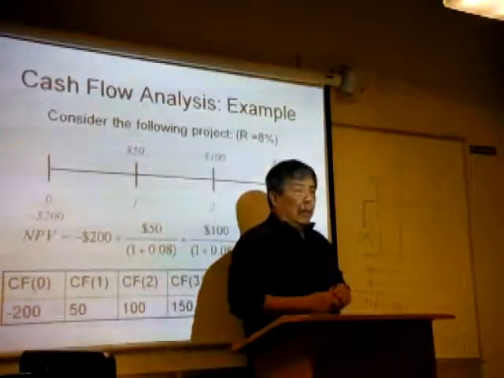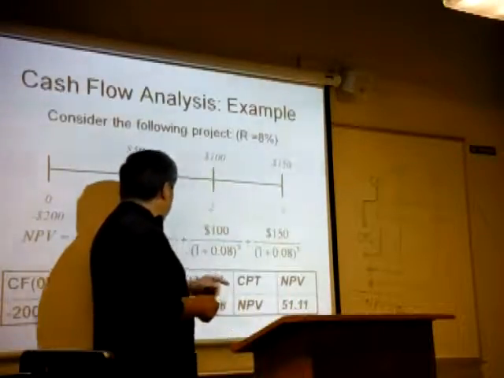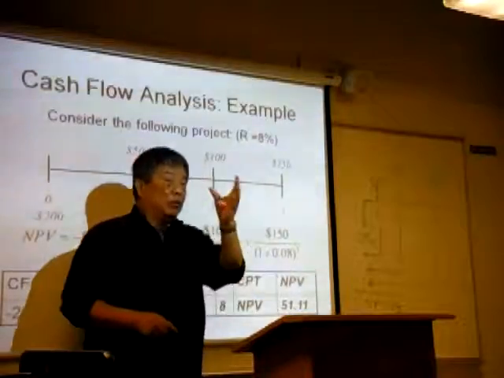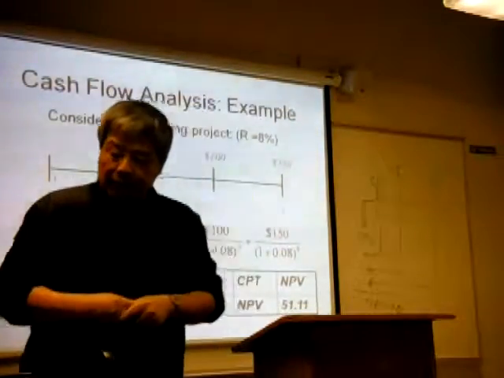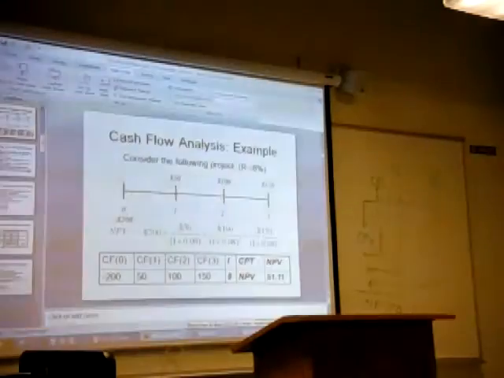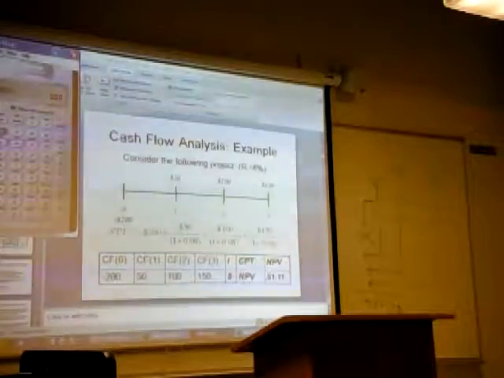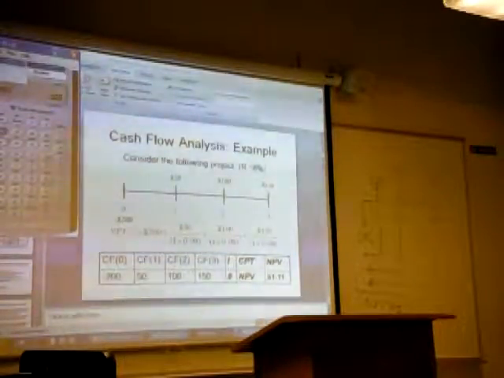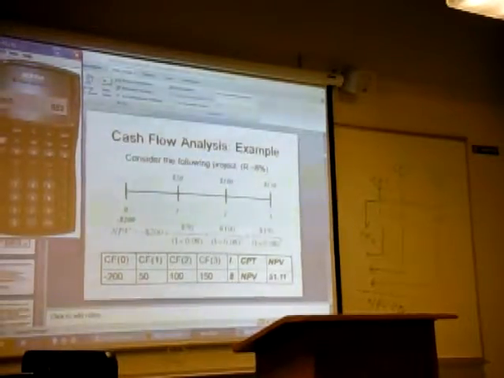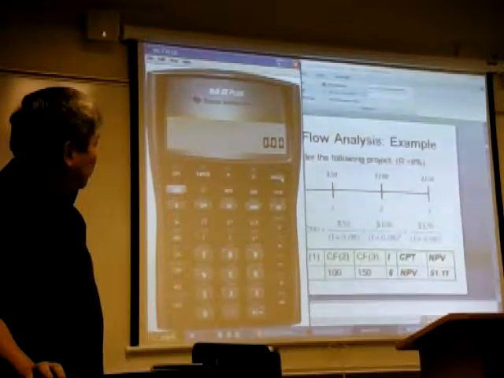Before we studied the CF key, we were using future cash flows. So here is future cash flow 1, future cash flow 2, future cash flow 3. You have to do it three separate times. But with the financial calculator, we can use this function instead. Now let's do this together.